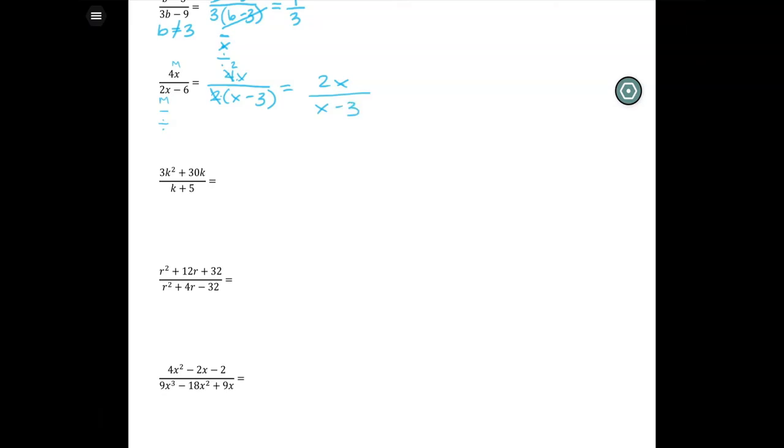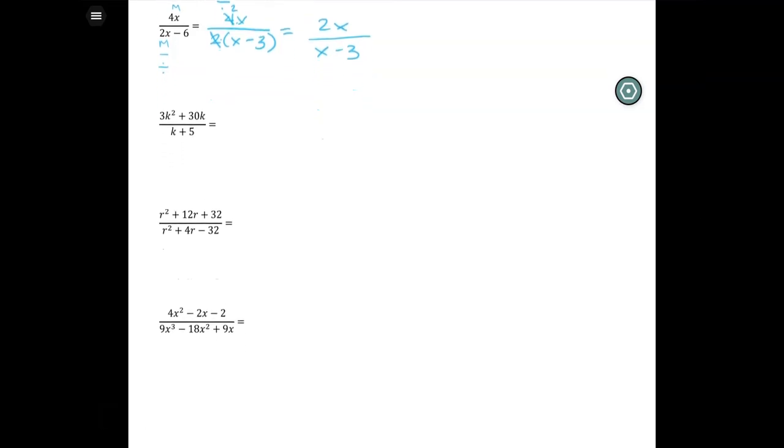In this case, we don't really have to worry about stating that x can't equal something because the problem x is x equals 3. And while it's true that x shouldn't equal 3, you can see it in both places. So they don't differ when x equals 3. Both of them are undefined, so we don't really have to specify that for a problem like this.